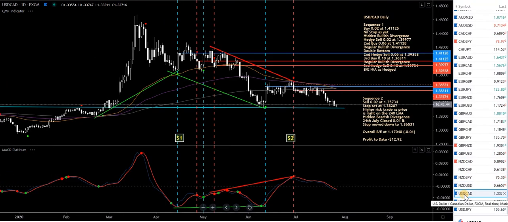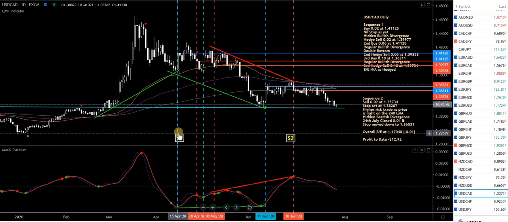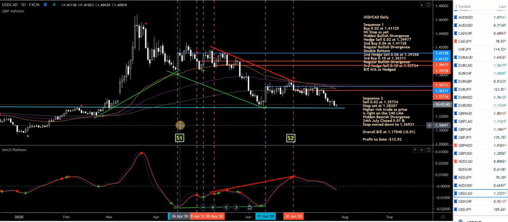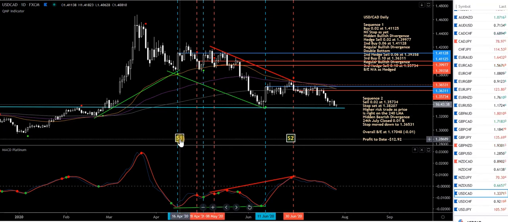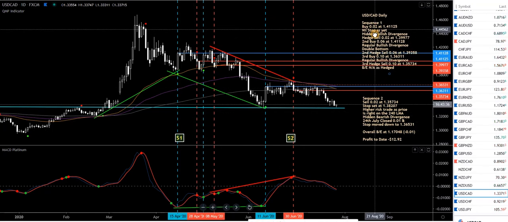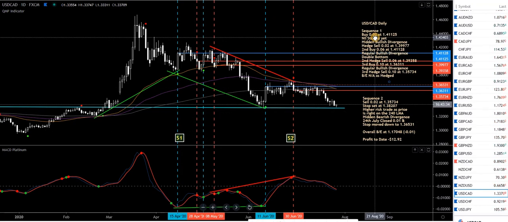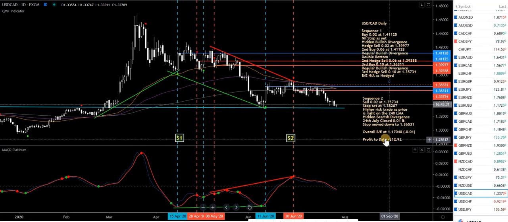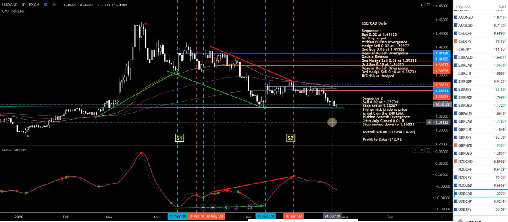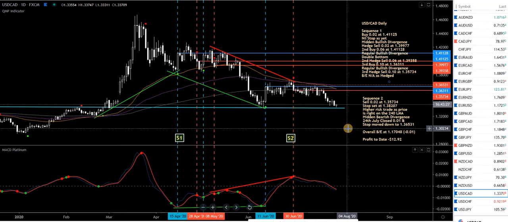USD Cad. It's another messy one. Sequence one's a pretty big sequence. It's hedged at the moment. This is a pair that does my head in. I'm still negative on it. I don't like it. Actually, I just closed my 12-hour trades on the USD CAD this morning, so I cleared them for a nice overall profit. So at least they've been kind to me on that time frame.